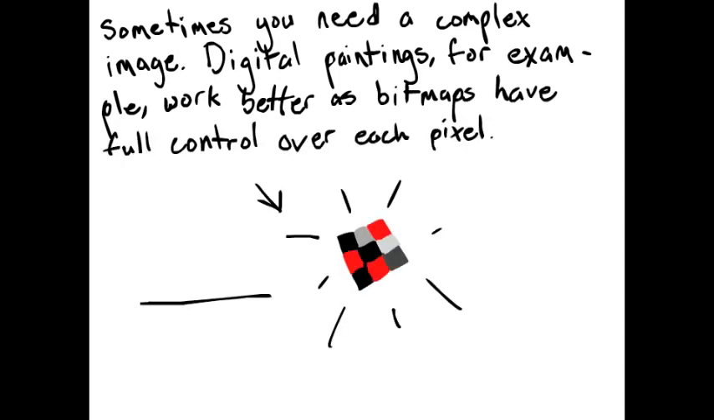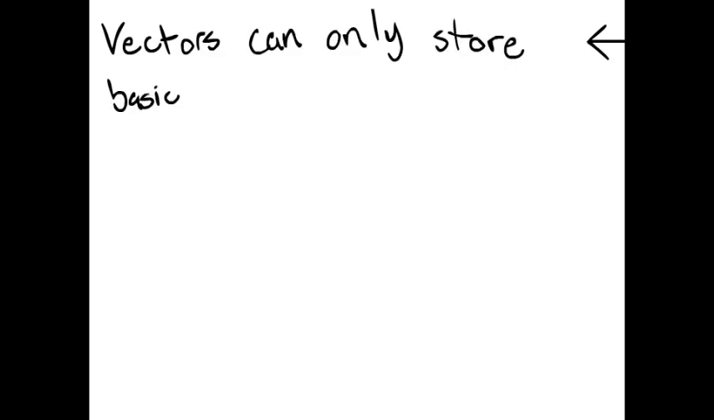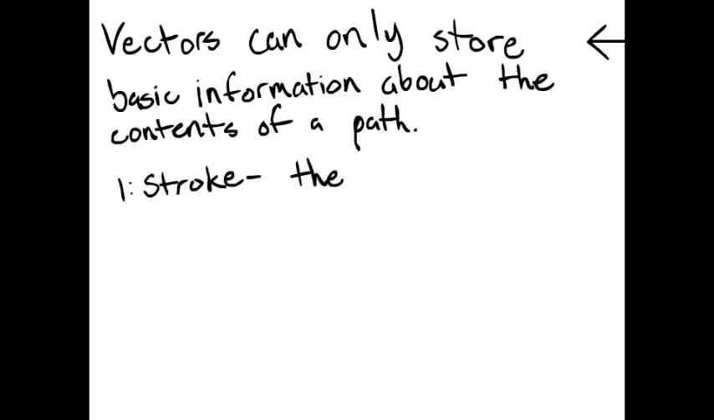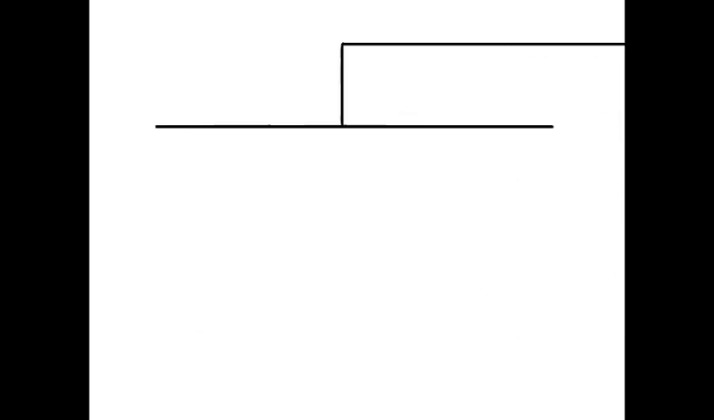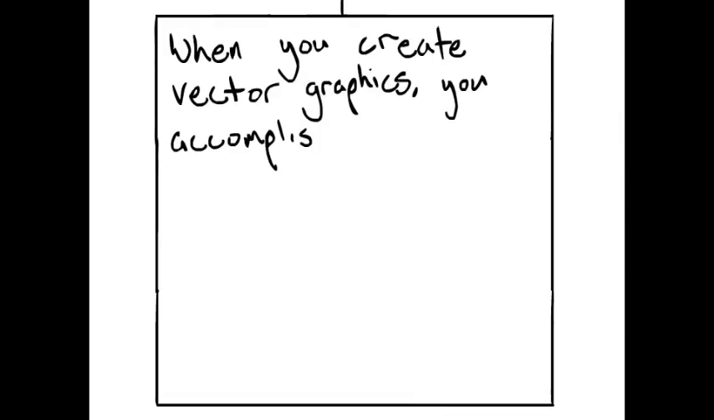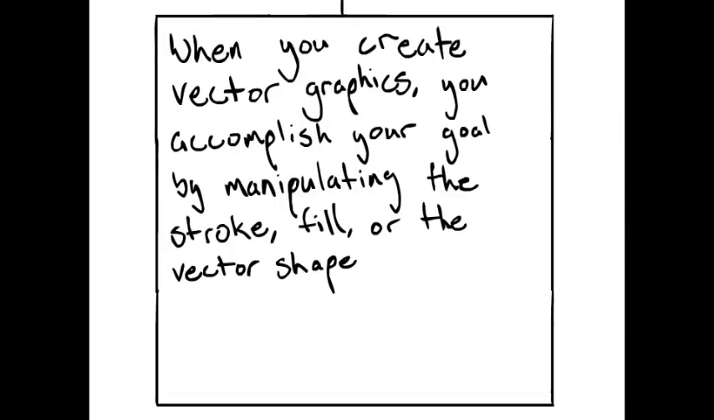Vectors can only store a few pieces of information about the contents of a path. One is the stroke or the outline. The second is the fill, which is the color or the color gradient which is placed inside the path. When you create vector graphics, you're basically accomplishing your goal by doing one of three things: manipulating the stroke, fill, or the shape of the path itself.